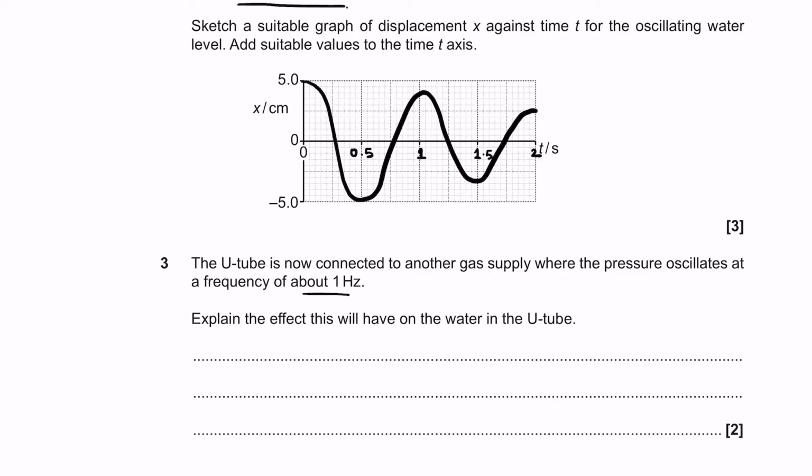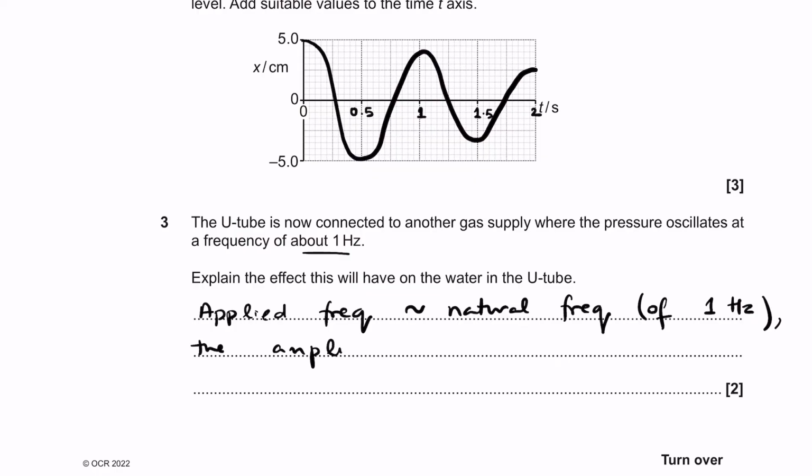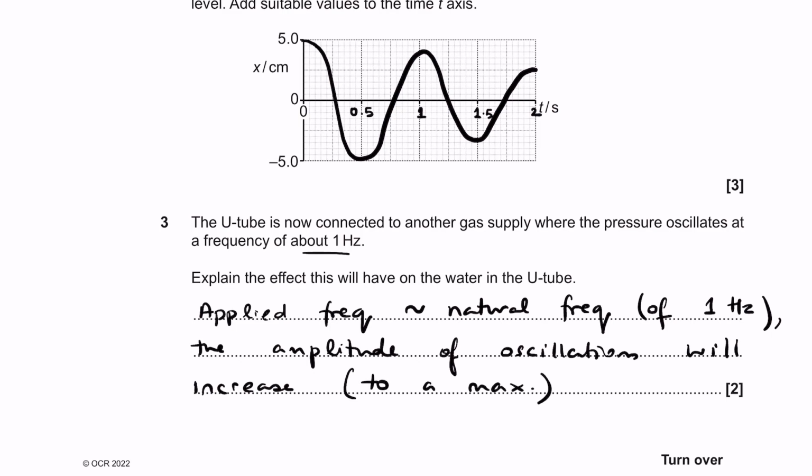So I'm going to say that the applied frequency is approximately equal to the natural frequency of 1 Hertz, so the amplitude of the oscillations of the water will increase, perhaps to a maximum, because it's still not 100% the same, but the chances are that it would be very close to a maximum.